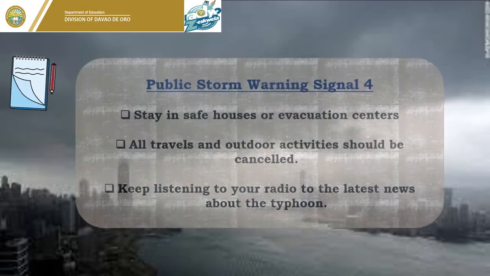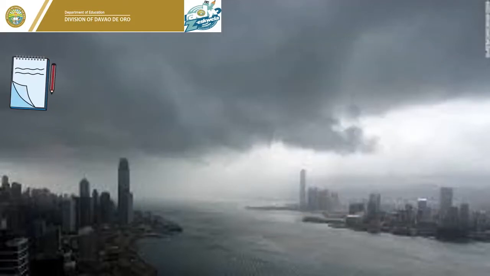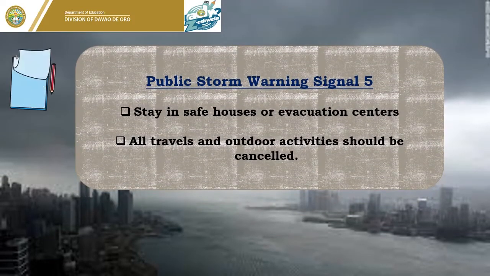For public storm warning signal number 4, stay in safe houses or evacuation centers. All travels and outdoor activities should be canceled. Keep listening to your radio for the latest news about the typhoon. Moreover, in public storm warning signal number 5, everyone is told to stay in safe houses or evacuation centers. And lastly, all travels and outdoor activities should be canceled.